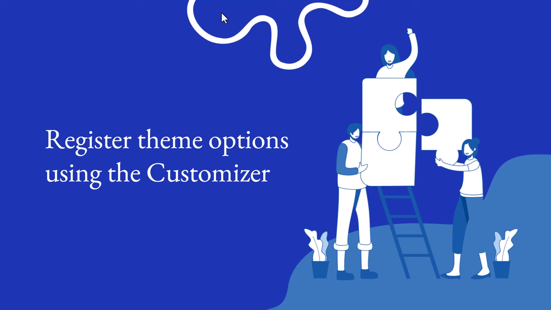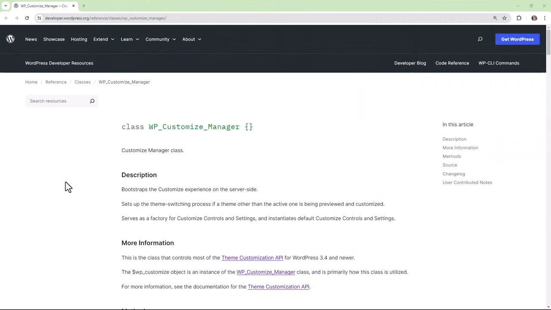Let's take a look at how you would register theme options using the Customizer. So it all starts with the WP Customize Manager class that will help you with creating those controls in the Customizer. Note the comment here under More Information on how the WP Customize object is used as an instance of this class, and it's the primary use of this class that you'll see within Themes.